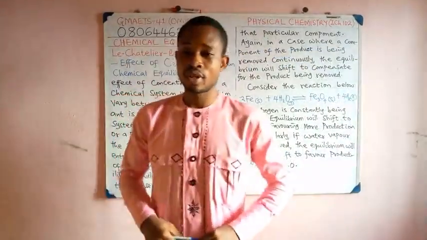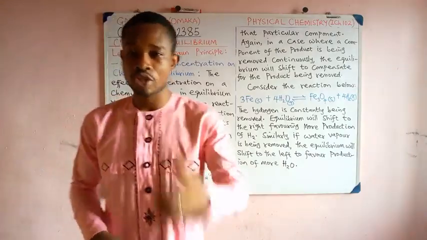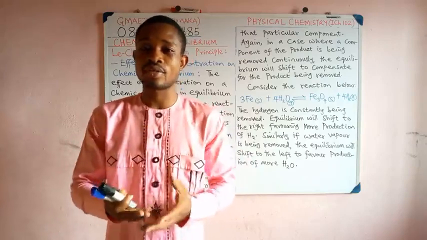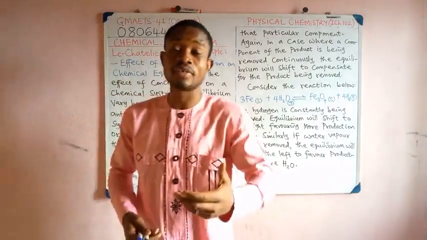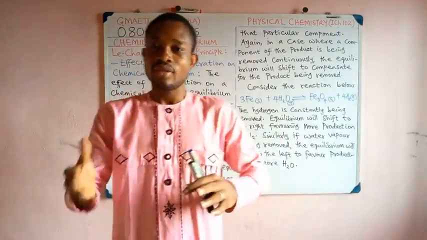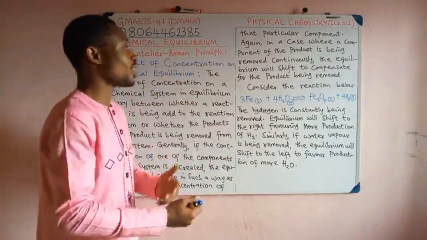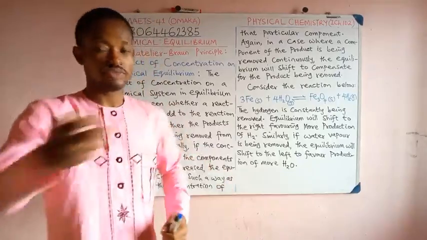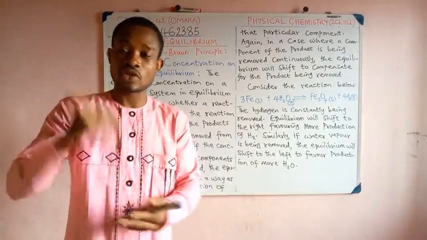In this video, we are going to look at the effect of concentration on equilibrium, alright? The whole idea is whether there is a component that is being added to the reaction system or whether there is a component that is being removed from the reaction system. In either way, the equilibrium is going to adjust so as to help in decreasing the concentration that is being added or in increasing the concentration that is being removed. That is what concentration effect would make the system to do.